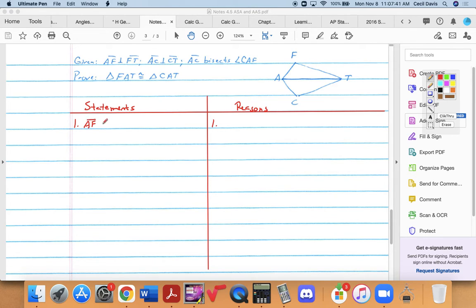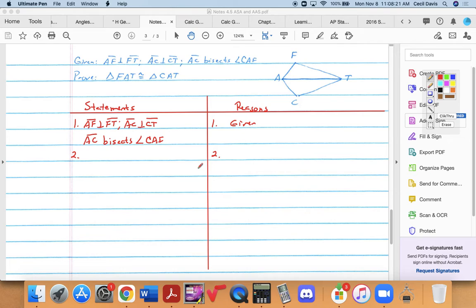So we've got AF perpendicular to FT. We've got AC perpendicular to CT. We've got the segment AC bisects angle CAF. All of that is given information. Notice nothing is given as congruent. But we can infer that since AF is perpendicular to FT, that it's a 90-degree angle.